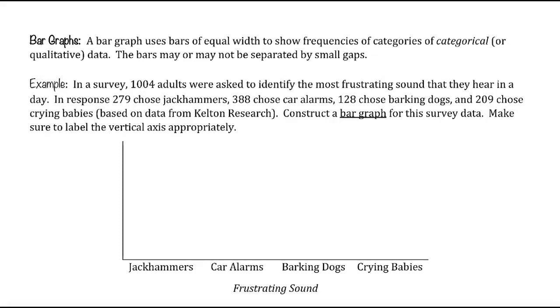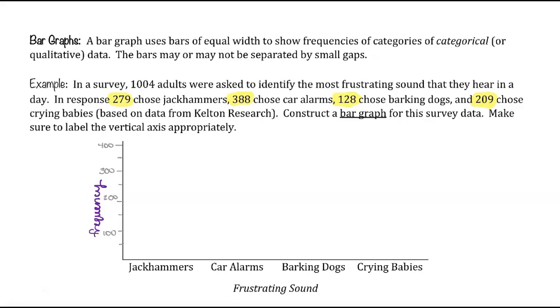Let's try an example. In a survey, 1,004 adults were asked to identify the most frustrating sound that they hear in a day. In response, 279 chose jackhammers, 388 chose car alarms, 128 chose barking dogs, and 209 chose crying babies. In order to construct this bar graph, we need to first label the vertical axis. The vertical axis corresponds to the frequency for each of these categories. So we need to make sure that our vertical scale goes high enough. Let's make it go up to 400.